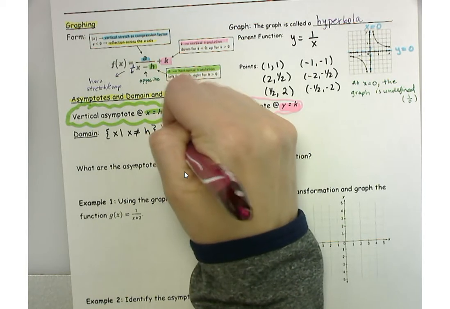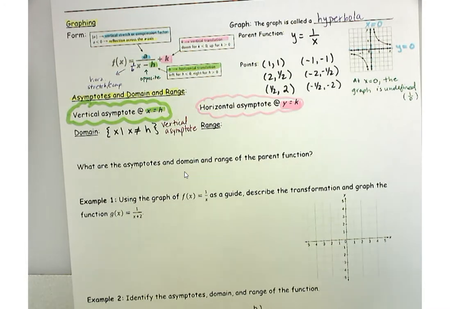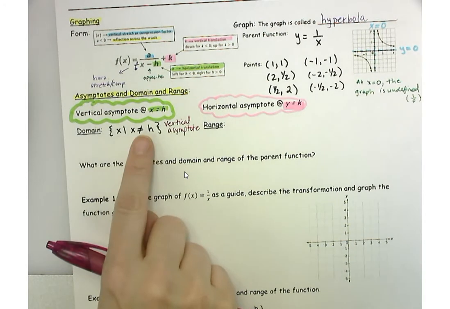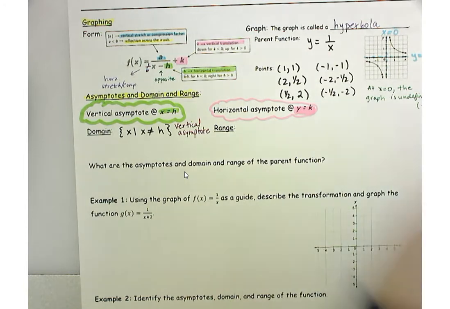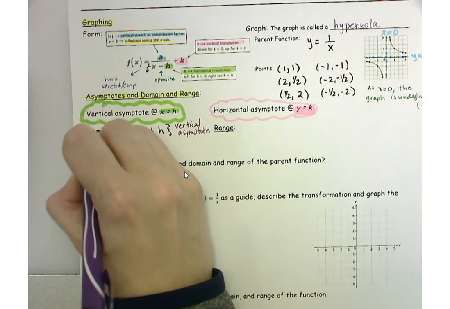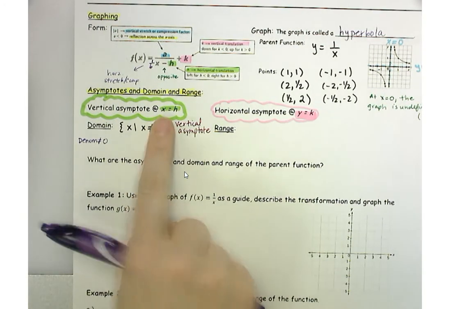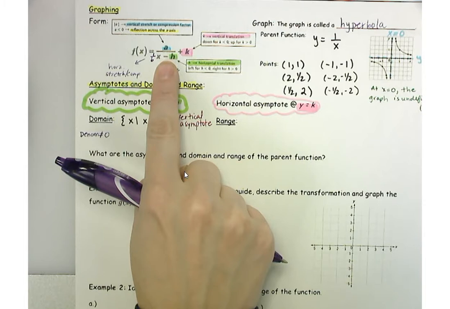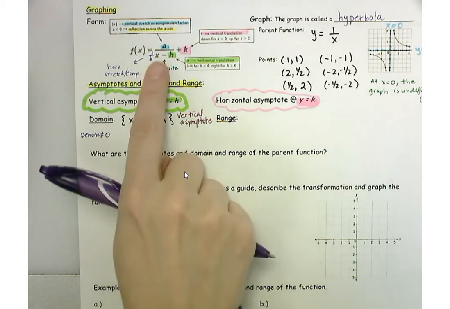For the domain, when we were working on that, we talked about how when you have fractions, you cannot have the denominator equal 0. So if you look in the denominator, if you had x minus h, whatever you had for that, you would set it equal to 0, and then you would add h to both sides. That's how you would find your final value. That's why x cannot be h.